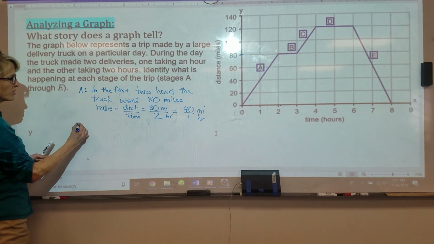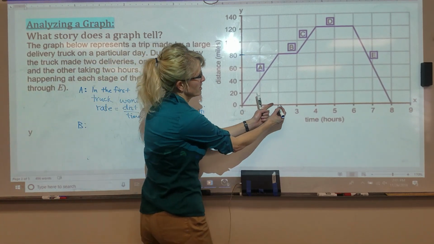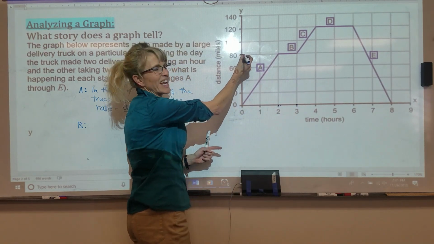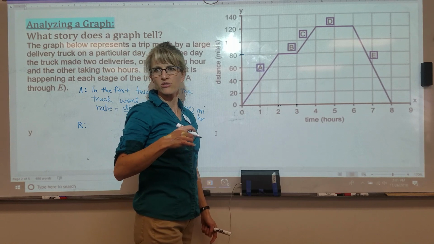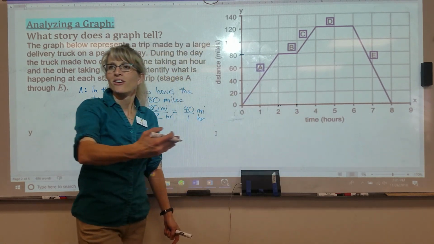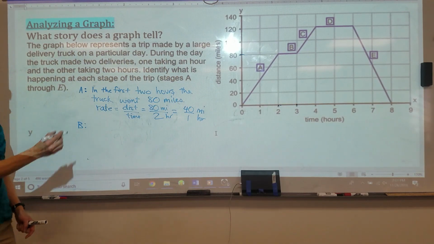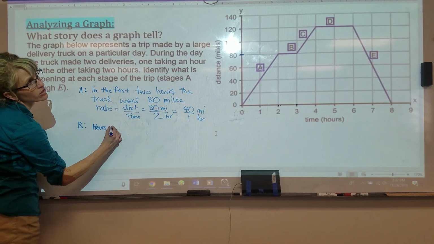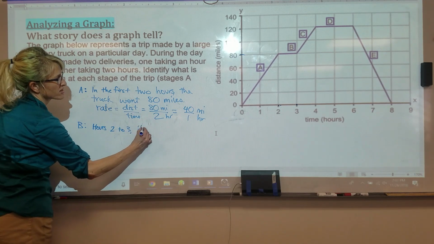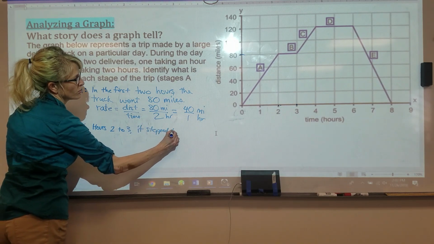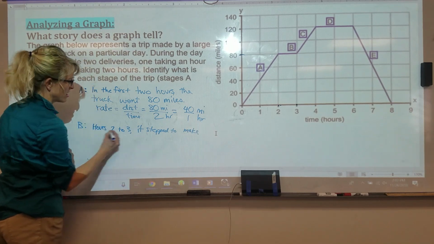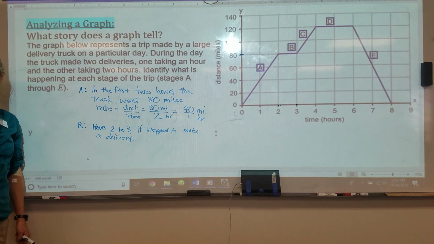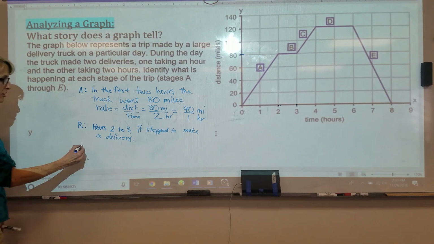All right, let's do interval B. Interval B looks like it was between hours 2 and 3, and it's stuck at 80 miles for a whole hour. It didn't drive any more miles, so it was doing a delivery. So from hours 2 to 3, it stopped to make a delivery. It took a whole hour to do that delivery. It's a big delivery, so maybe a lot of boxes, maybe something big like a piano.